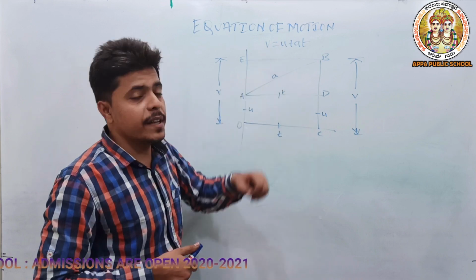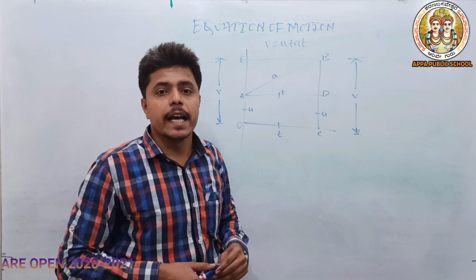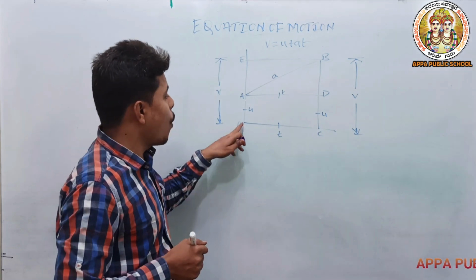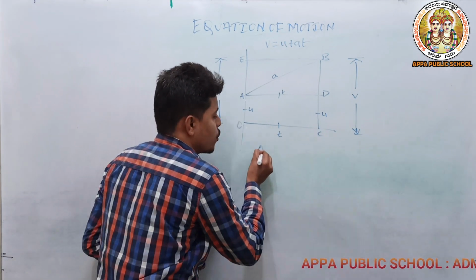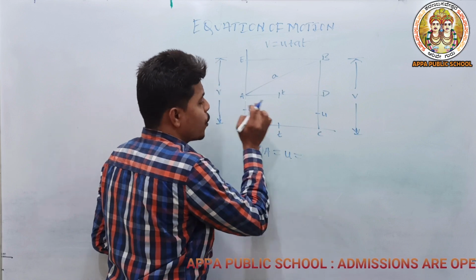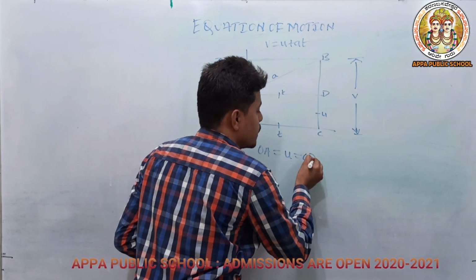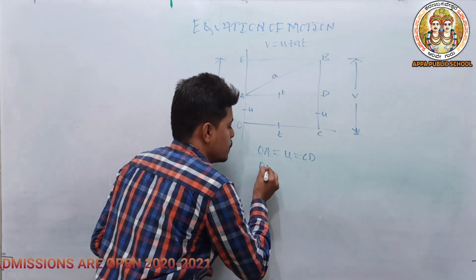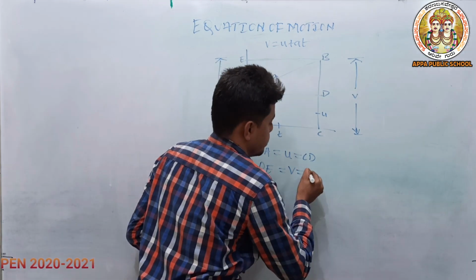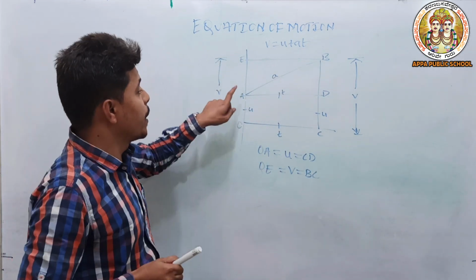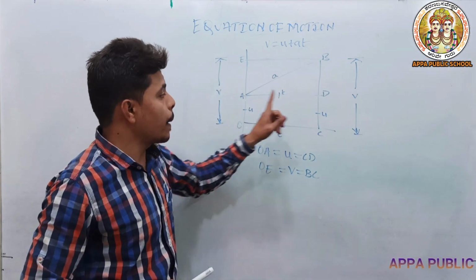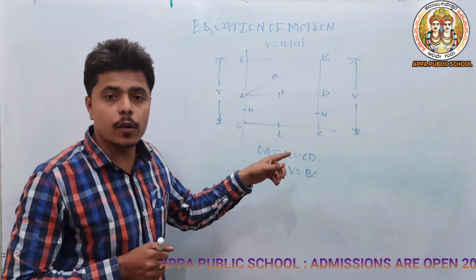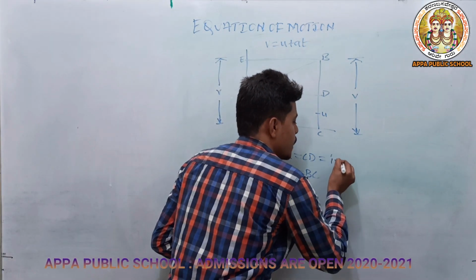We know that small v means final velocity, u means initial velocity, a means acceleration, t means time taken. Now from the graph we can come to know that OA is initial velocity. So I am going to write OA equals initial velocity. Opposite to OA, CD is there, which is also initial velocity. Now OE is the final velocity, and BC is final velocity, because both are opposite to each other. So OA is the initial velocity, equal to CD, also the initial velocity.